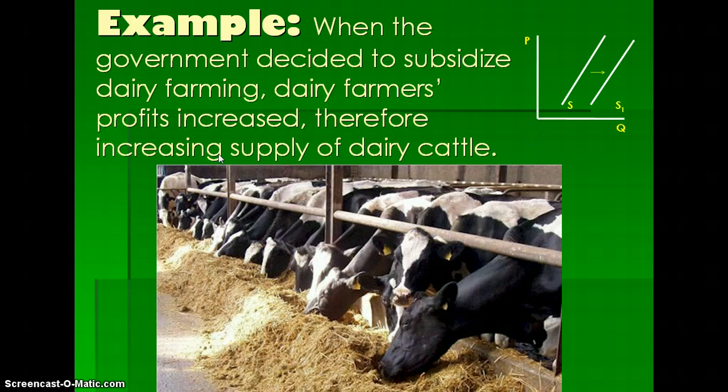All right. Another example of a shift to the right is a government subsidy. The example that I'm going to show you here is for dairy producers. Dairy farmers were given subsidies to produce more dairy products. Well, if your government is going to give you money to produce more dairy products like milk and cheese, cottage cheese, whatever, you're probably going to produce more of it because now it costs you less to make it and you can make more money off it. So the supply is going to go up.